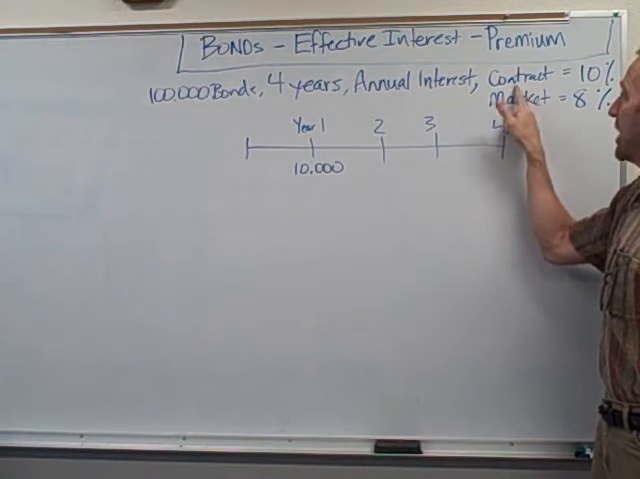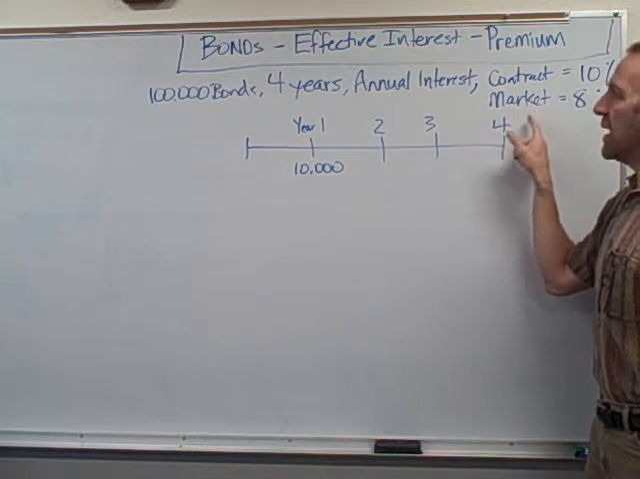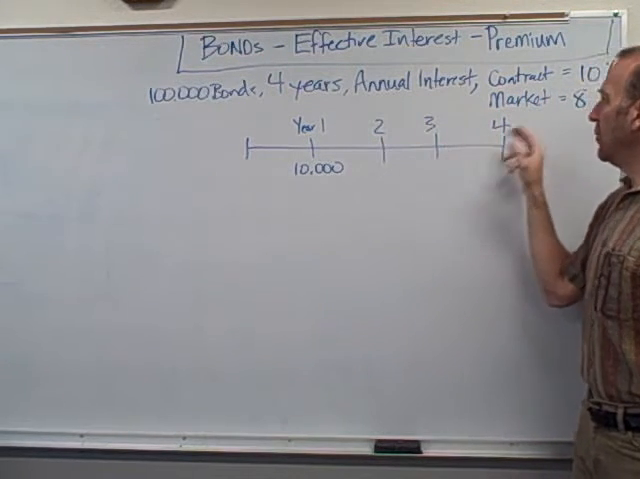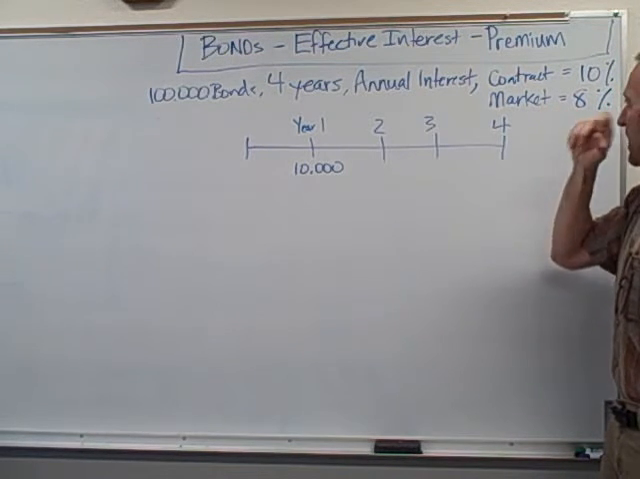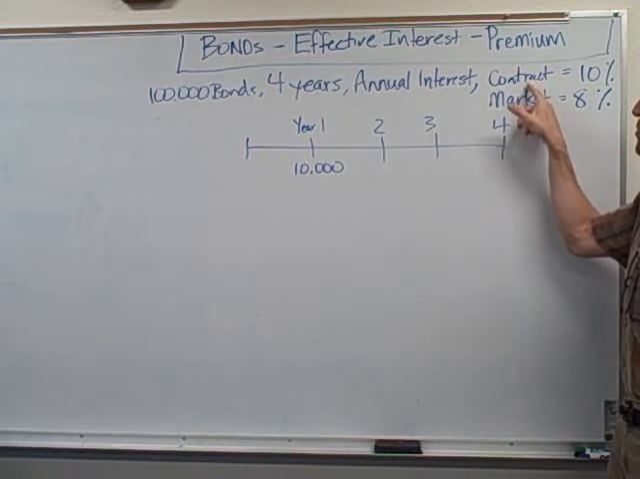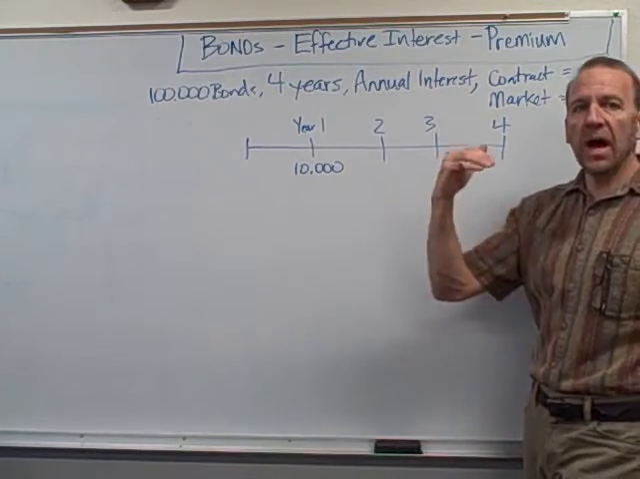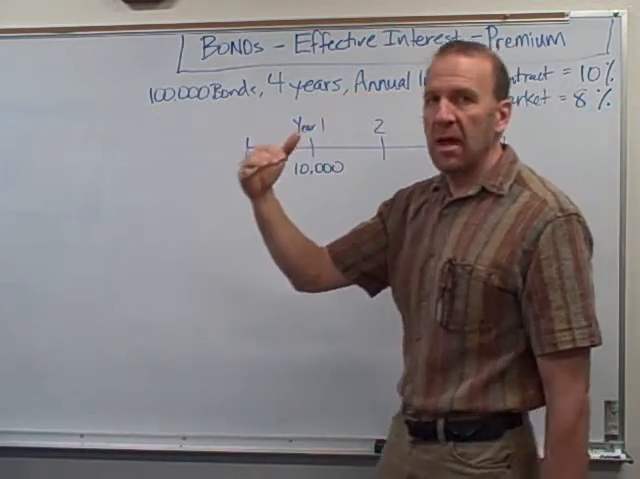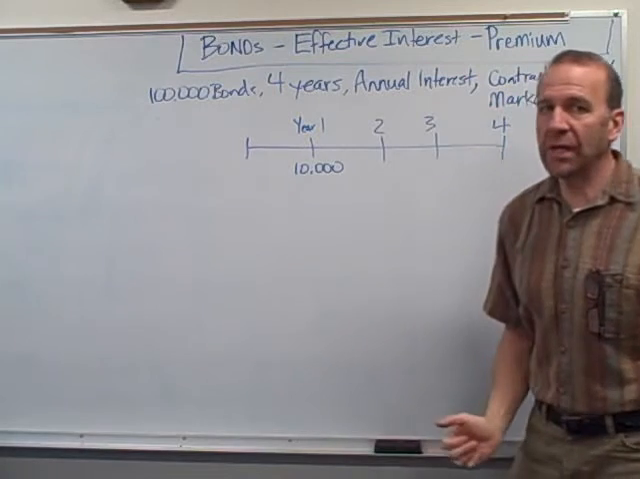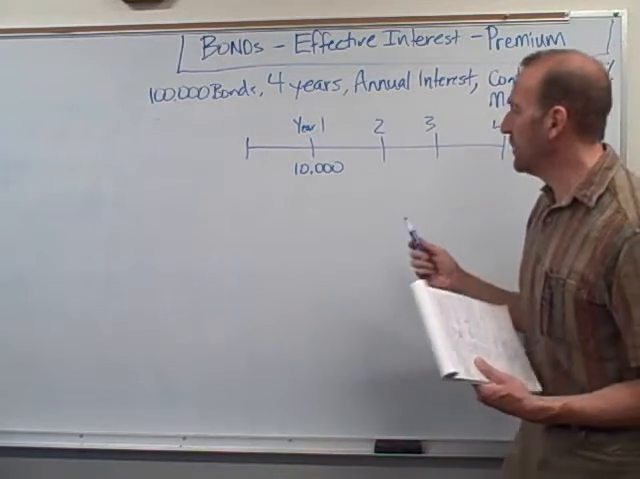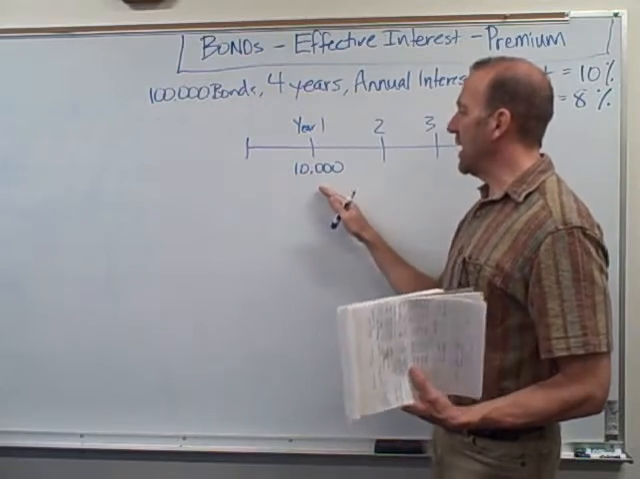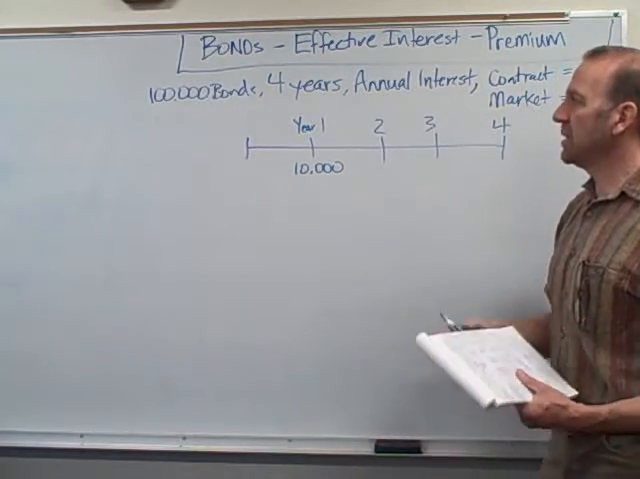So when the contract rate is 10%, but a bond at this risk level would normally sell at 8%, then this bond's going to sell at a premium, okay? Because it's paying out interest at a higher rate. So it's going to sell above the $100,000, okay? But we're going to see that really these investors are only going to earn 8% and not 10% on these bonds, okay? So let's do this timeline again. Let's value what these bonds are going to sell for.